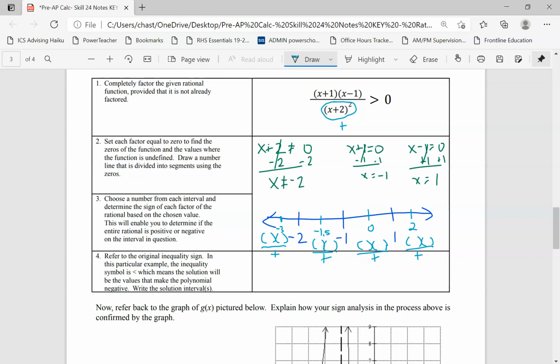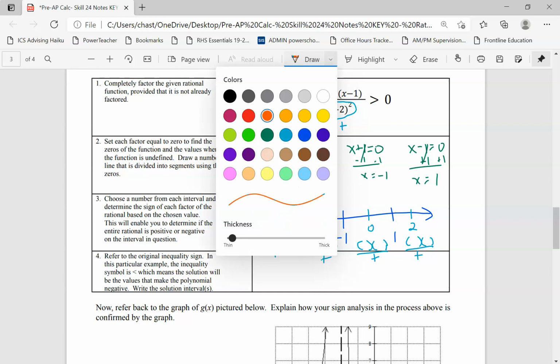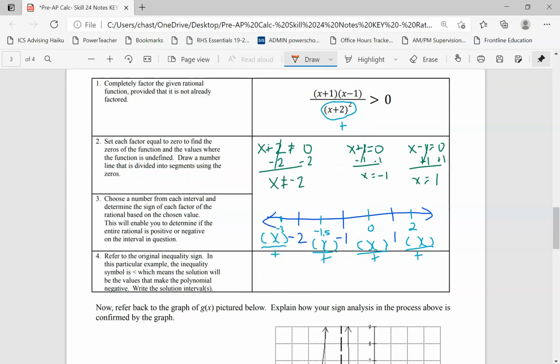All right, so now we're going to test our values. So -3 plus 1 is negative. -3 minus 1, that's also negative. The numerator, two negatives multiply to a positive, so it'll become a positive over a positive, so the whole region's positive. When I plug in -1.5, -1.5 plus 1, that's negative. -1.5 minus 1, that's also negative. Two negatives make a positive, and when you divide that by a positive, that's also positive.